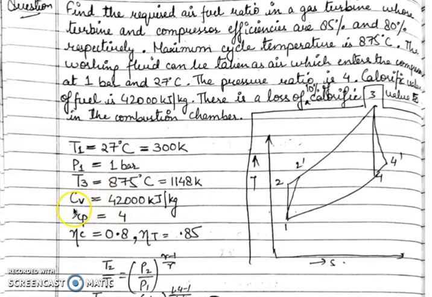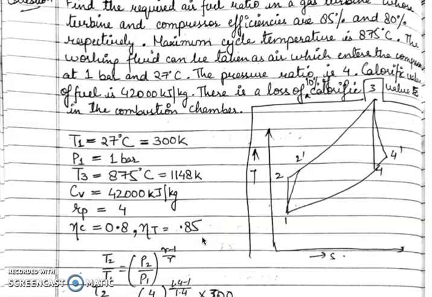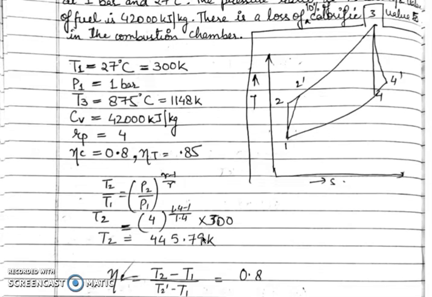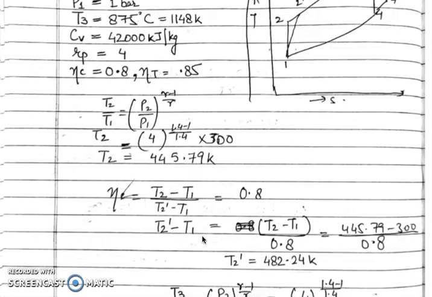Then CV, the calorific value of fuel, is given as 42,000 kilojoules per kg. The pressure ratio is given as 4, so Rp I have taken as 4. Eta C, the efficiency of the compressor, is 0.8 and the efficiency of the turbine is 0.85. They are also given. So for solving this question we will use a relation that we have already used in the derivation of the Otto, Diesel and Dual cycles and in the Brayton cycle.